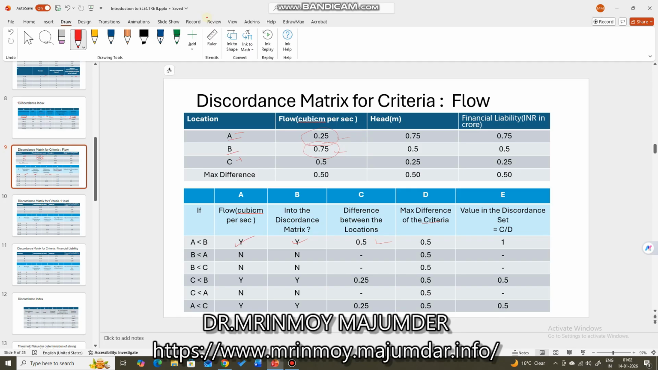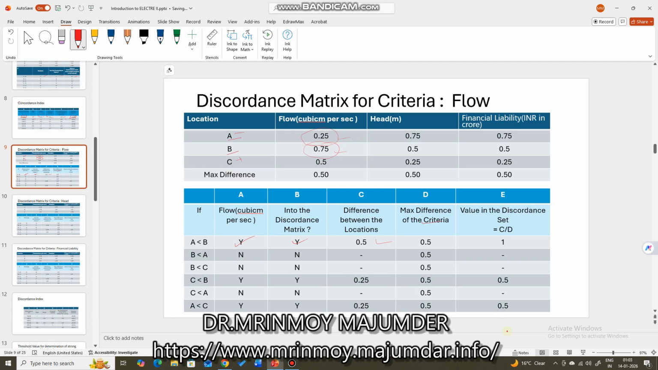This is not an issue. But the maximum difference is the difference between the lowest value of the alternative in that criteria and the highest value of the alternative for the same criteria. So here the value becomes 0.5, the maximum difference, 0.75 minus 0.25, B minus A. And B minus C is also very small, it is 0.25 only, right?